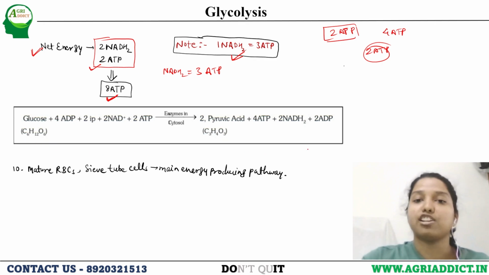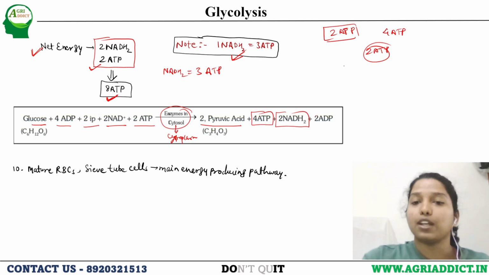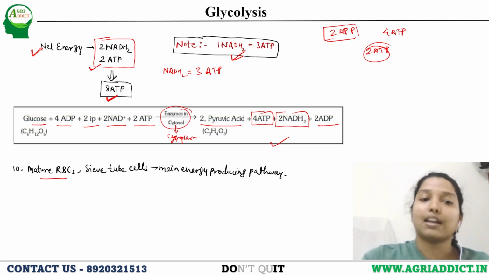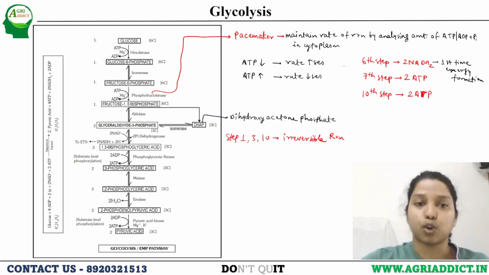Now if we summarize the glycolysis reaction in one step: glucose plus 4 ADP plus 2 inorganic phosphate plus 2 NAD plus, plus 2 ATP, with enzymes in cytosol, cytosol is nothing but cytoplasm, forms 2 molecules of pyruvic acid, 4 molecules of ATP, 2 NADH2 and 2 ADP. So this is the whole reaction of glycolysis. And in mature RBCs and sieve tube cells, it is the main energy producing pathway. This you have to remember. Now let's study the process in detail.